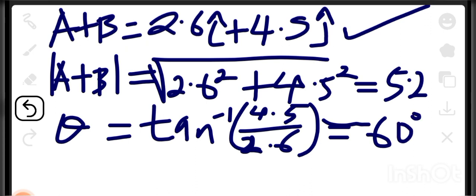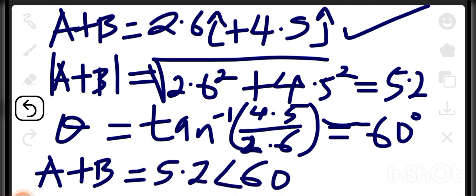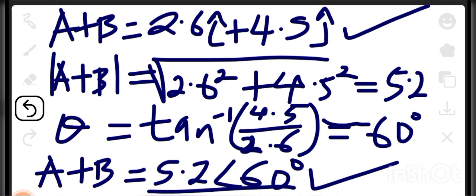So the final answer now, A plus B in polar form, will be the magnitude, which is 5.2, to the angle of 60 degrees. So this is the answer in polar form. This is the answer in rectangular form. So this is how you move it to polar form.